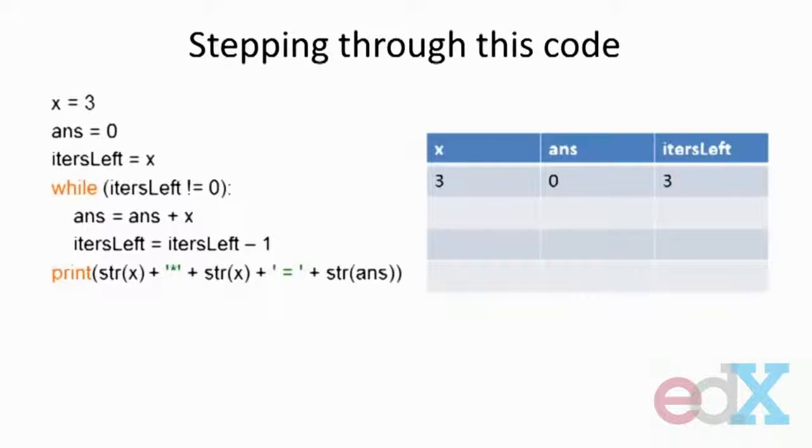Well, here's my code, and let's just walk through this. We won't run it on idle, we'll just walk through it. Initially, x is bound to 3, answer is bound to 0, and iter's left is bound to 3.